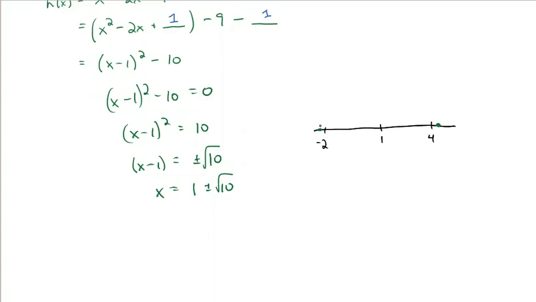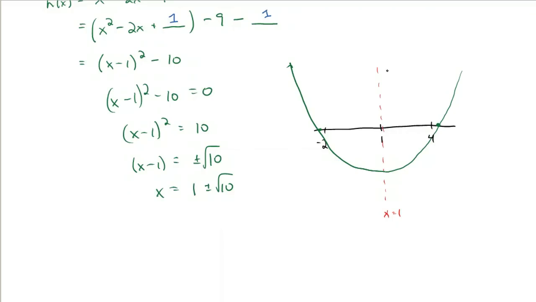And notice now that what that means is that 1 is the vertical axis of symmetry. I had to add root 10 and subtract root 10 to get to the zeros, therefore 1 must be the middle value. Okay, so now we get a parabola that looks something like this. Comes down to its lowest point somewhere here, and does the same jig over here.